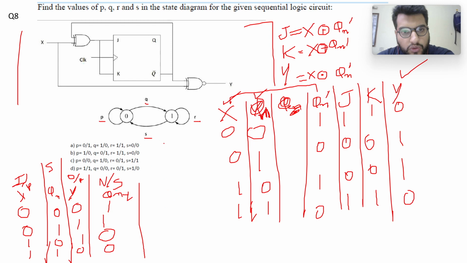So here let's just check. I am at 0 and I'm again at... so now how will we construct it? So here I am at 0 and this is 1.